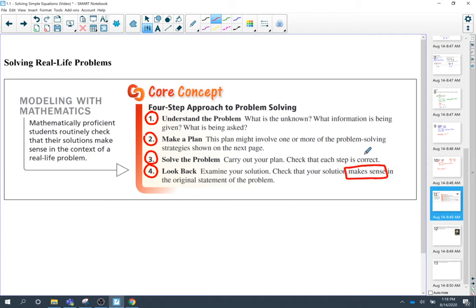If you're trying to figure out how long it takes for someone to run a race and your answer is negative 5,008, it probably doesn't take someone negative 5,008 seconds to run a race because, first of all, time is not really negative. So always look back at your answer and ask yourself the question, does this make sense according to the story that I'm reading?